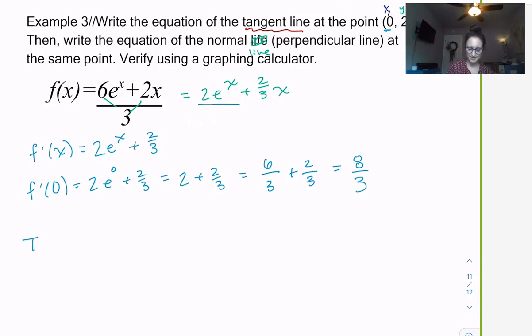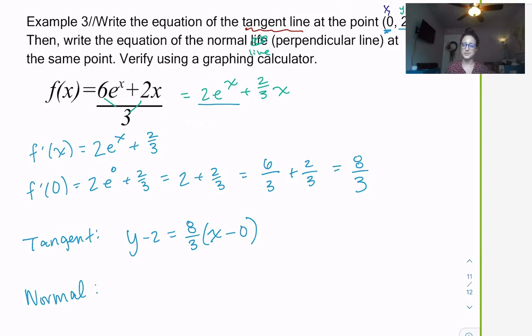All right, so for the tangent line, we have y minus y1, which remember from up here was 2, equals m, what's my slope? That's what we found to be 8/3, times x minus x1, again up here was 0. You don't have to write that, I'm going to write it for emphasis though. The normal line, how do I find a perpendicular line? Negative reciprocal of the slope, right? So everything's going to stay the same, except I'm going to take the negative reciprocal of my slope.